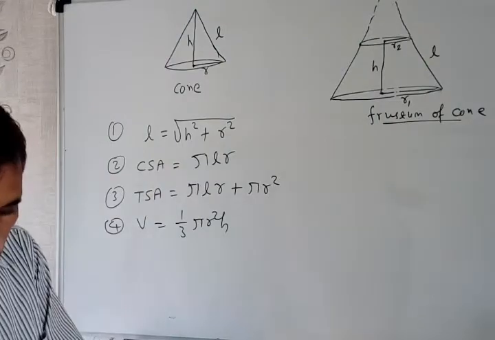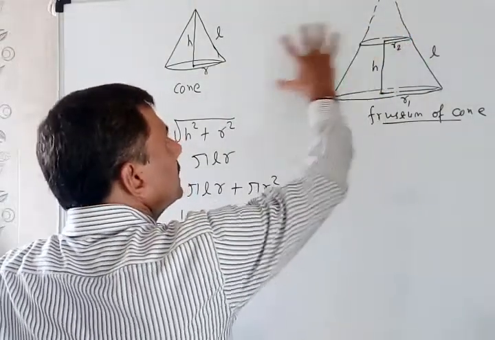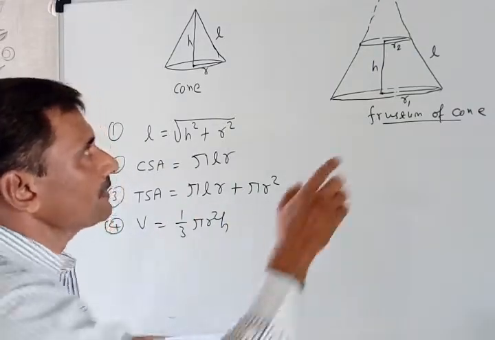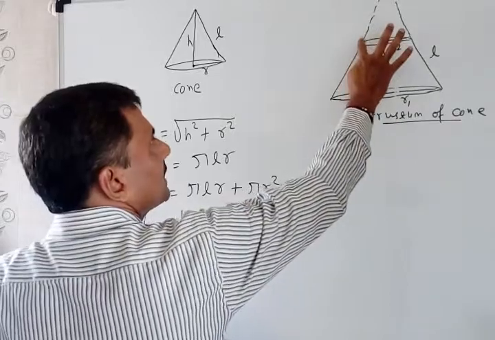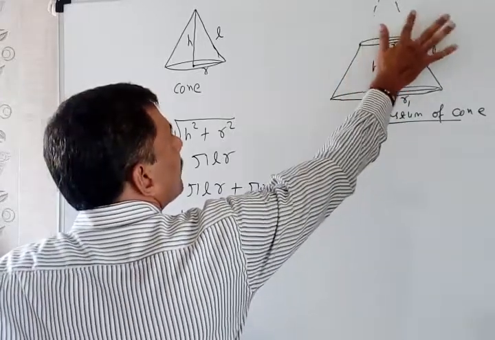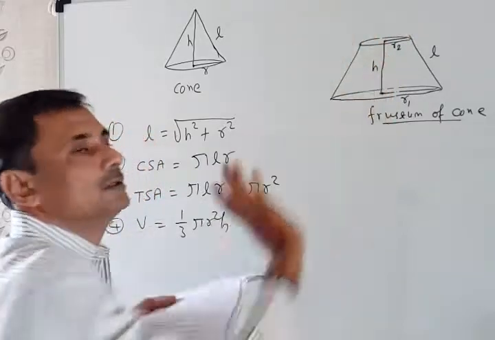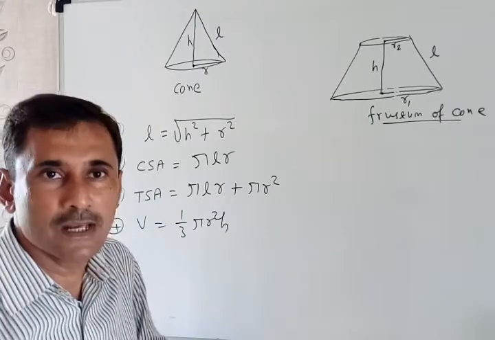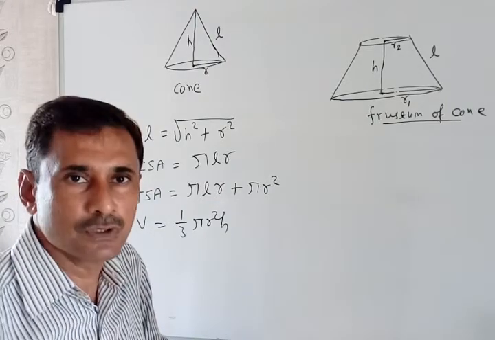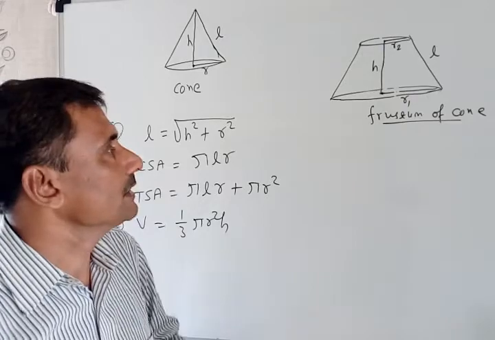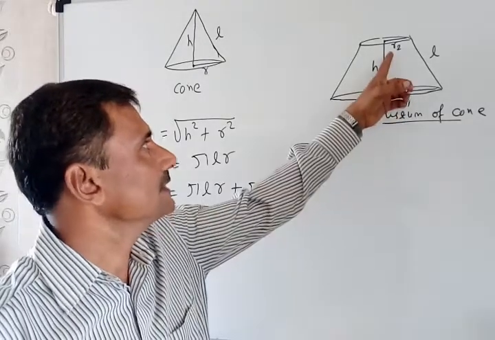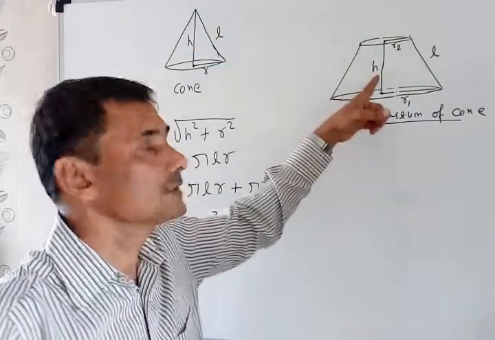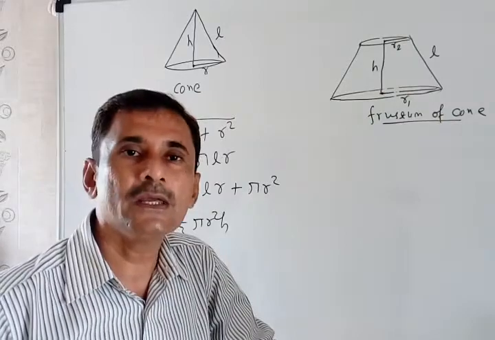Here the top part is removed from the cone, and whatever is left is called frustum of cone. So that is actually the lower part of the cone. You can notice here, instead of one radius, there are two radii, bigger and smaller. The bigger radius is generally symbolized as R1 and the smaller radius as R2. Height, just like cone, is H and slant height is L.